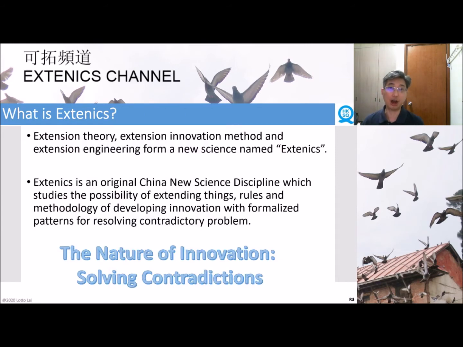Every class, I will repeat what Extenics is. Extension theory, extension innovation method, and extension engineering form a new science named Extenics. Extenics is an original Chinese new science discipline which studies the possibility of extending things, and the rules and methodology of developing innovation with formalized patterns for solving contradiction problems. The nature of innovation starts from solving contradiction.